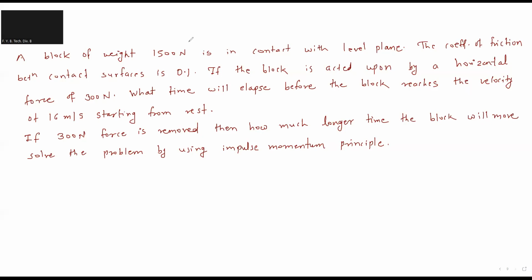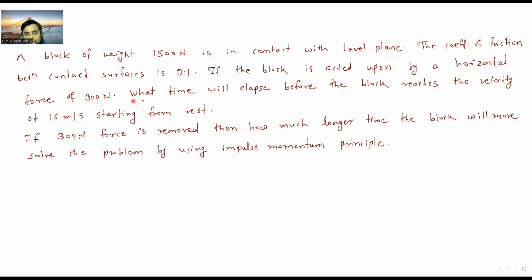Okay, now we will read the problem. A block of weight 1500 Newton is in a contact with level plane. So plane is level. On the level plane it is resting. The coefficient of friction between the contact surfaces is 0.1. If the block is acted upon by a horizontal force of 300 Newton. So on that block a horizontal force of 300 Newton is acting.